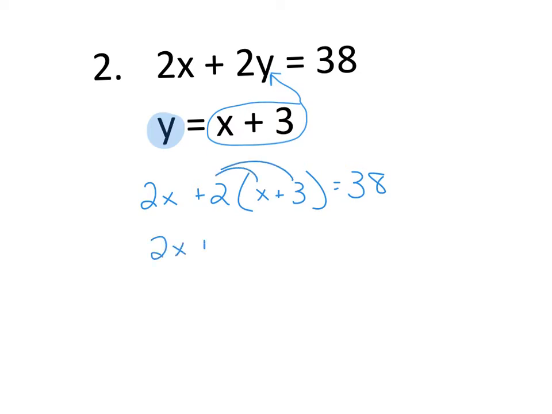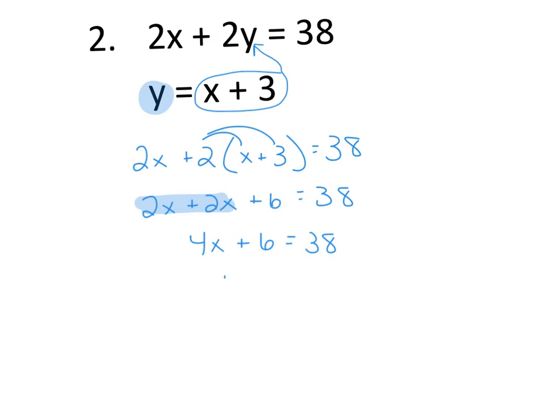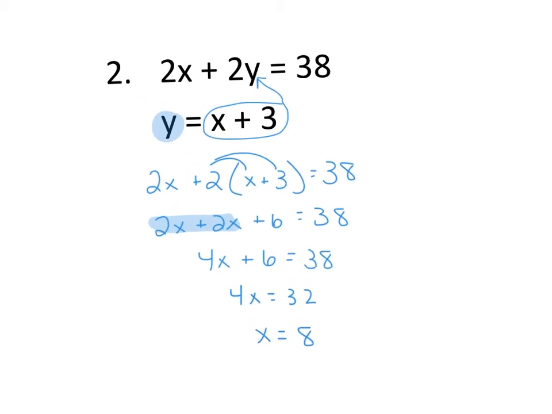So I get 2x plus 2x plus 6 equals 38. All right, and now we're going to combine our like terms. So I'm going to end up with 4x plus 6 equals 38. Subtract the 6 off, and I end up with 32. And then when I divide by 4, x equals 8. Okay, so there's part of my answer.